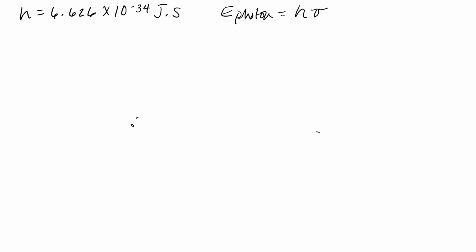We're going to do a couple problems using this equation, keeping in mind that h equals 6.626 times 10 to the negative 34 joules times seconds. And we're going to play around with this equation before we do the first problem, but E of a photon equals Planck's constant times frequency.